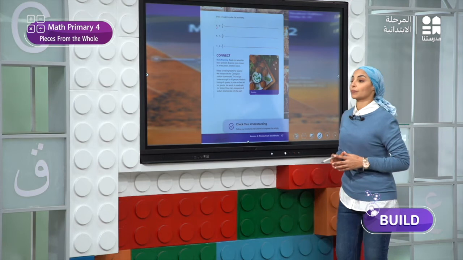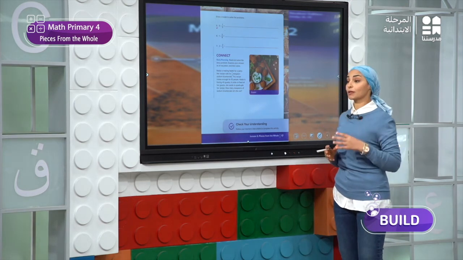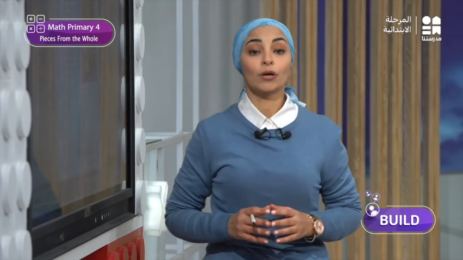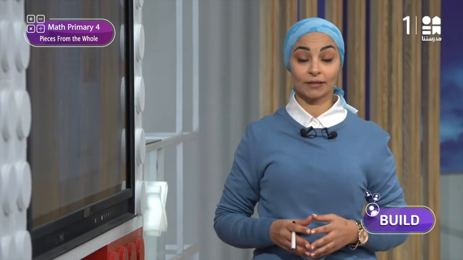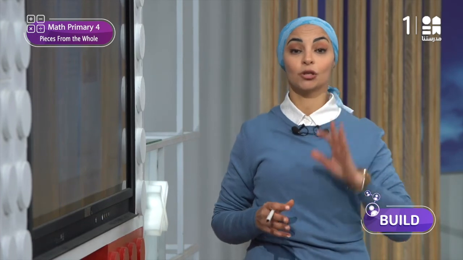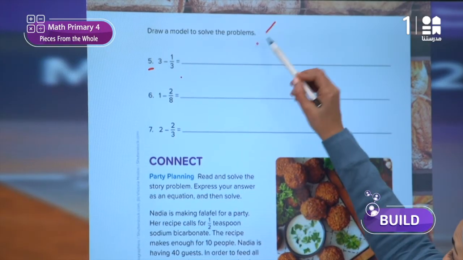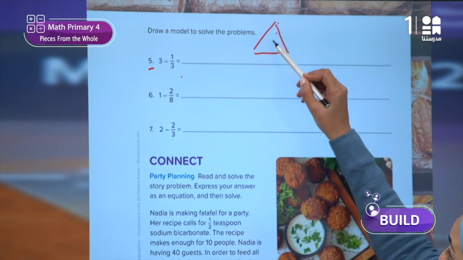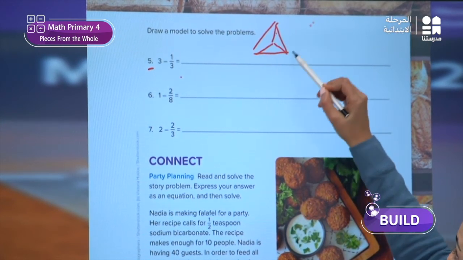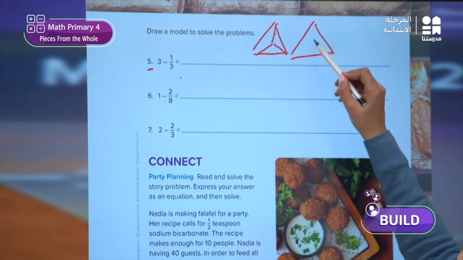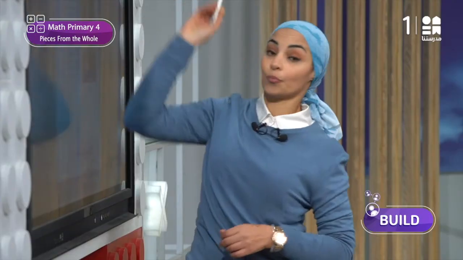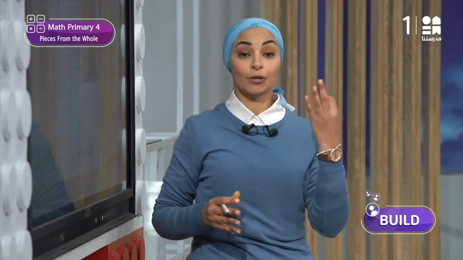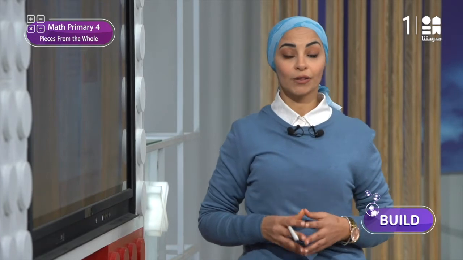Okay? Now, to be able to subtract 1/3 as well, we will for example draw 3 triangles. Let's make a model in the shape of triangles. How many triangles will I draw? I will draw 3 triangles. I will divide each triangle into 3 parts like this. So this is the first one, second one, and the third one, and I divide each one into 3 equal parts. Now I want to do 3 minus 1 over 3.